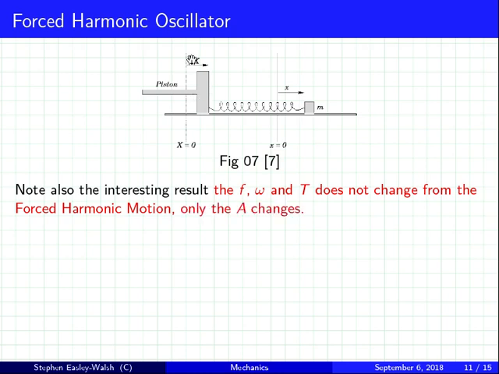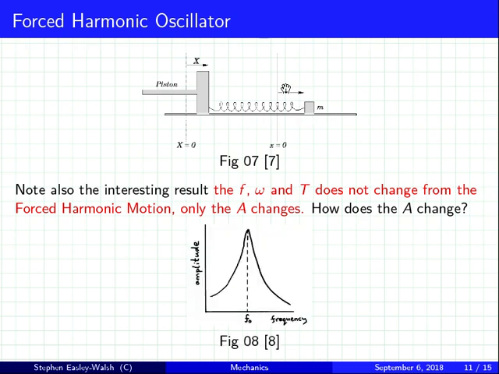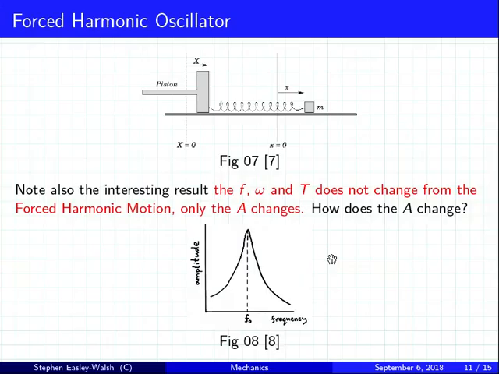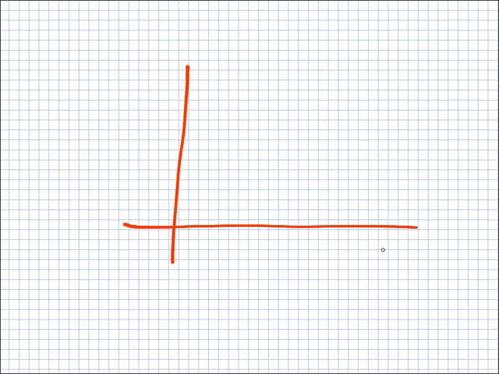Only the A changes. And now the next question is, how does the A change? So you might think if the A here is big, then the A here is big. But that's not actually it. You get this interesting graph. I'll try and explain it here. I'll draw it. So here is the frequency of your hand, and here is the amplitude of the small one.